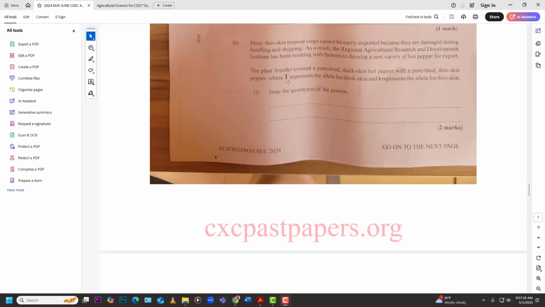So we're saying here that the thick skin is the dominant gene because that's the capital letter, and the thin skin is the recessive gene. So keep those in mind as we go further. The big T dominant, the small t recessive. So they say state the genotype of the parent plant. State the genotype of the parent plant.